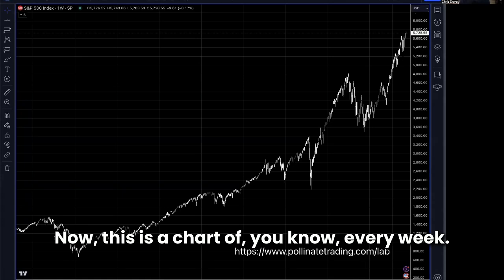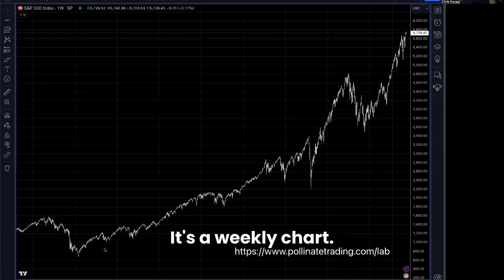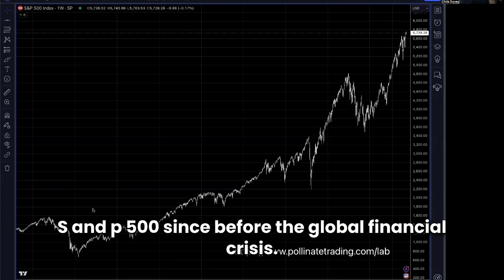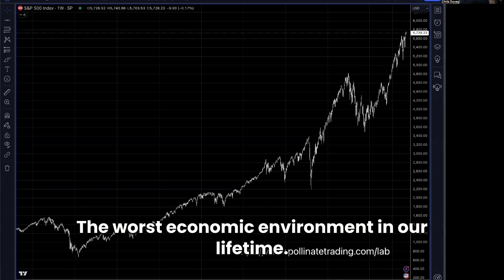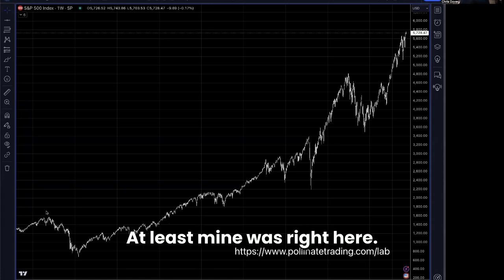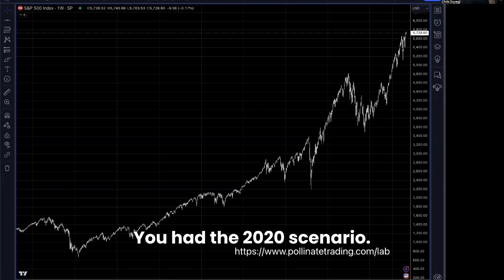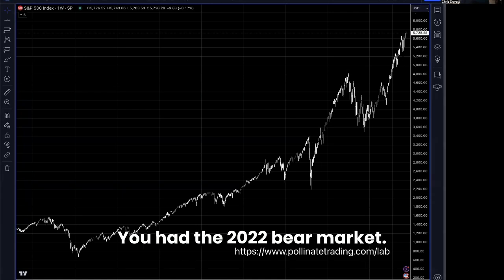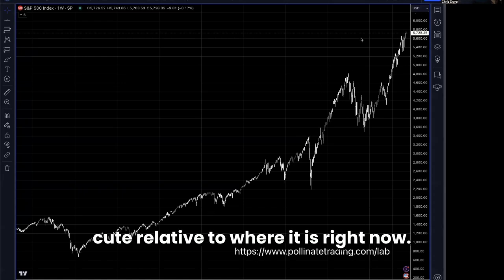Now, this is a weekly chart. It's not a daily chart. It's not a 5-minute chart, not a monthly chart, yearly chart. It's a weekly chart, S&P 500, since before the global financial crisis. Okay. The worst economic environment in our lifetime, at least mine, was right here. And if you look at it, it's kind of just a blip, right? We had the 2020 scenario, you had the 2022 bear market, like all these things are just kind of cute relative to where it is right now.